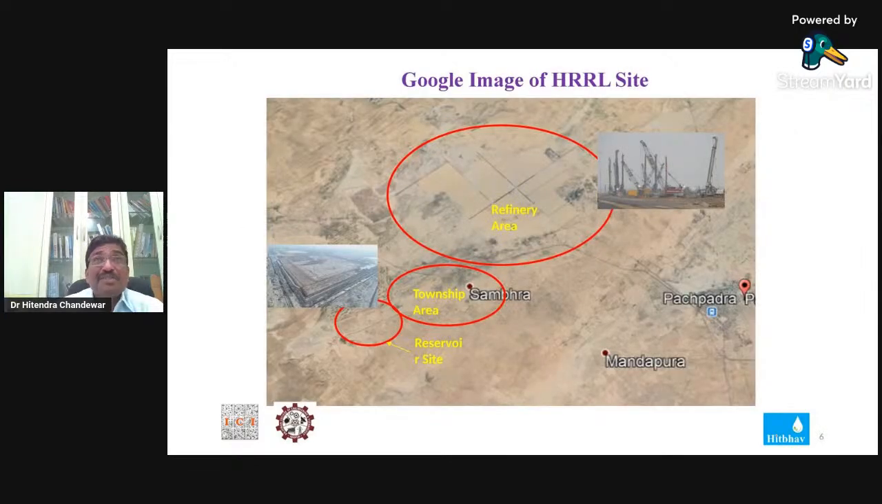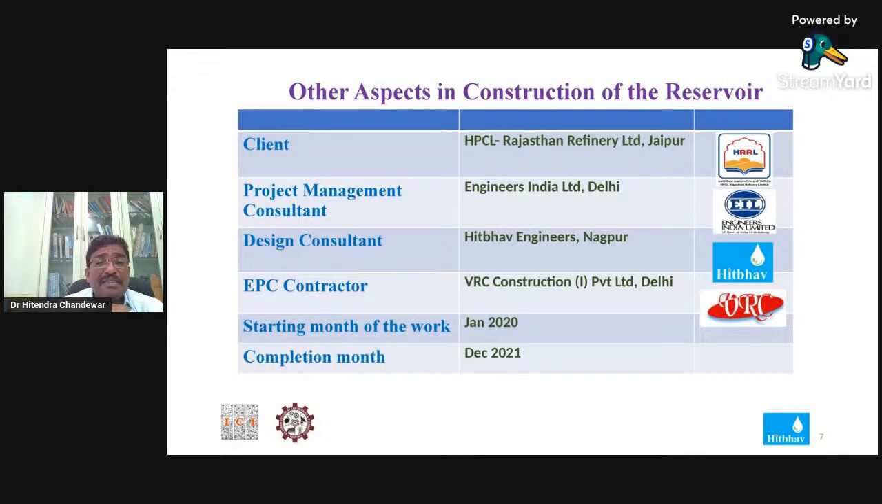So this is how the journey starts. I'm showing you the refinery area and the township area. Now the refinery's work is about 80 to 90% completed, and this reservoir is also 100% completed, a year back. The client was Hindustan Petrochemical, that is HPCL Rajasthan Refinery Limited, HRRL. Project management consultant was Engineers India Limited, Delhi, which is a Navratna company.